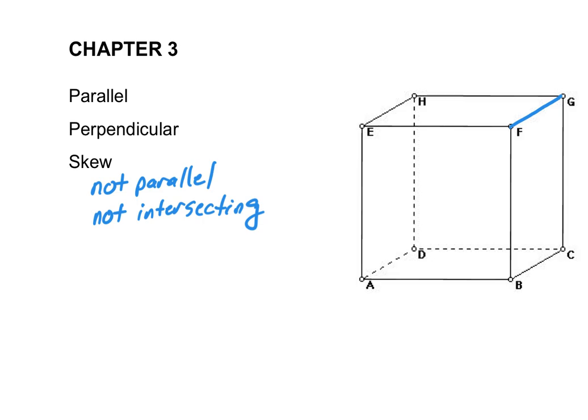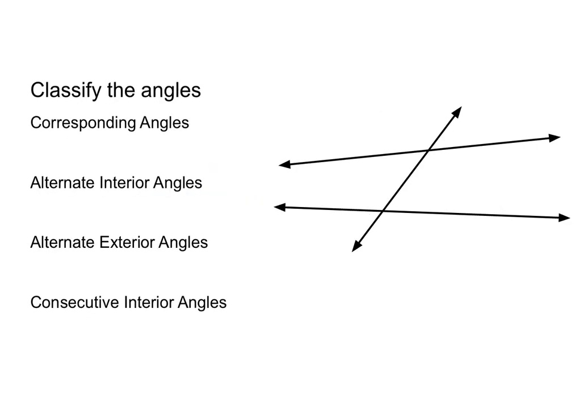So if I once again did FG, I could say DC, or I could say AB. Those would be skew to FG because they're going different directions, okay? And they will never cross, they will never touch. So that would be what we're looking for when we look for skew, okay? You're going to see that on your review today. So kind of reviewing some of those things.